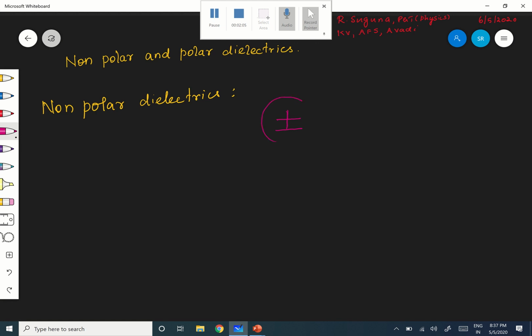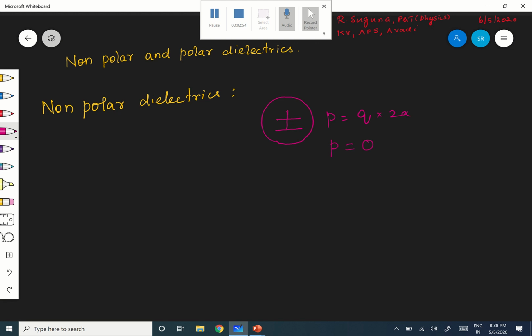The center of mass of the positive charge protons and the negative charge electrons, both coincide with each other. You know very well, there is an equal number of positive and negative charges. Therefore, if they coincide with each other, what do you say about the dipole moment? There are equal numbers of positive and negative charges, but they are not separated; they are coinciding. Therefore, 2a is equal to 0. You know dipole moment P is equal to Q into 2a. 2a is equal to 0, therefore dipole moment is equal to 0. Correct?